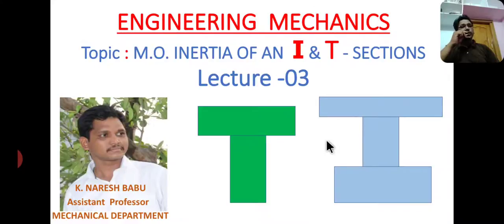In this class, I am going to explain about engineering mechanics, and today's topic is area moment of inertia of I and T sections. I will explain how to locate the centroid and how to determine the moment of inertia of a T section and an I section. These two are composite sections. In this class, I will find the moment of inertia about this section, that is the T section, and also this section, the I section.